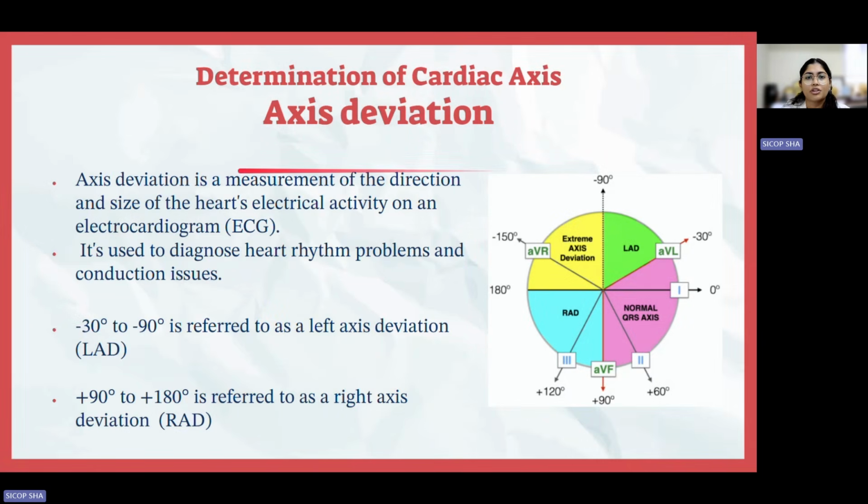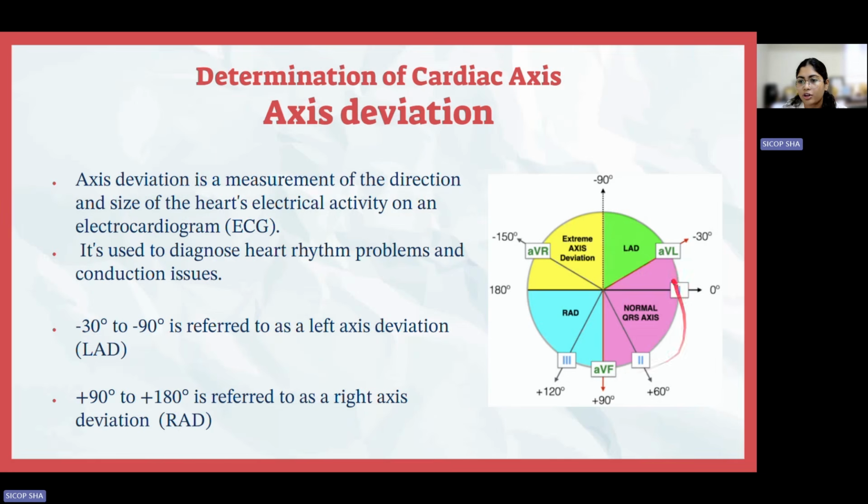Okay, lastly, we are going to determine the cardiac axis or axis deviation. Basically, it is a measurement of the direction and size of the heart's electrical activity on an ECG. It is used to understand heart rhythm problems and conduction issues. Left axis means minus 30 degrees to minus 90 degrees, meaning it is left axis deviation that you see here.